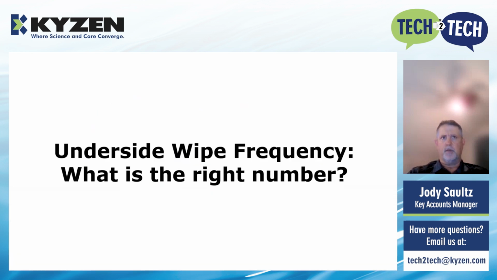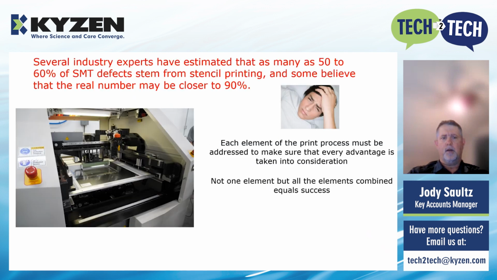We're going to talk a little bit about underwipe frequency and what is the right number. There are several industry experts out there that have estimated that as many as 50 to 60% of all defects come from the stencil printing process. Some believe that number is closer to 90, which I don't disagree with. I think it is actually higher than 60%, if the machine is not optimized and running the way it should.